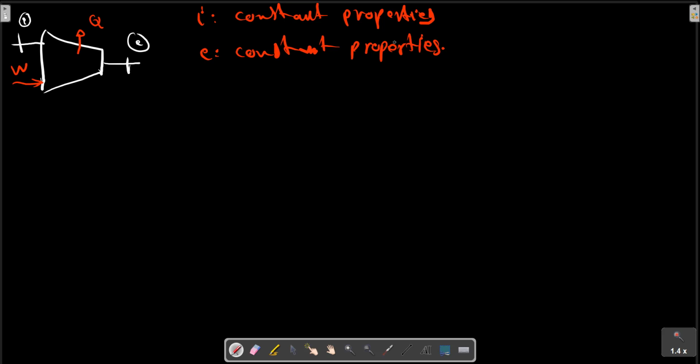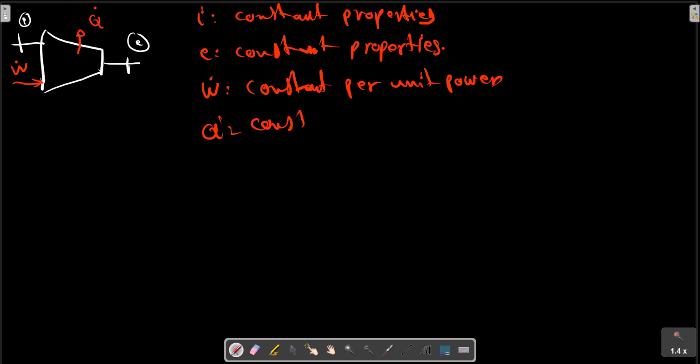A constant rate of heat transfer to the surroundings and a constant power input. This is an example of a steady state process.